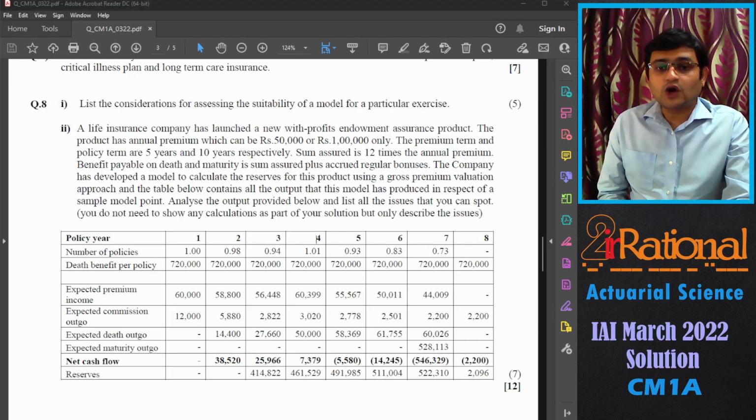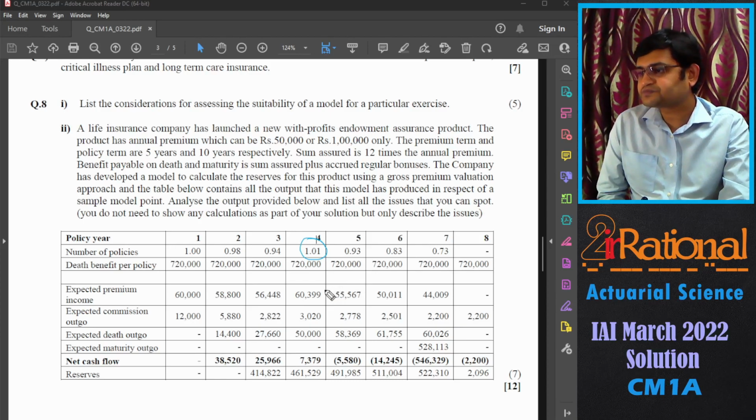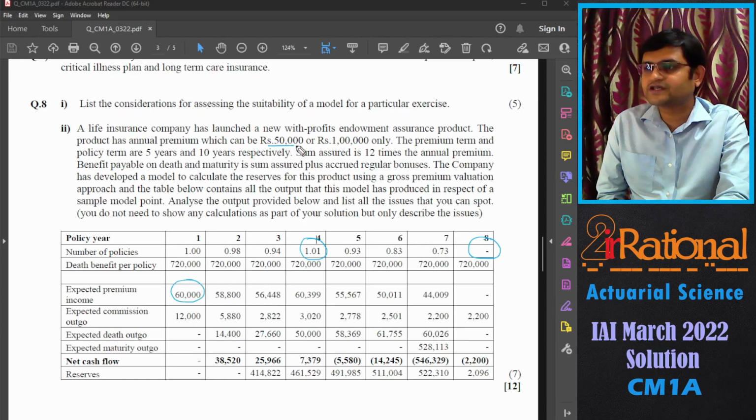So we see a lot of inconsistencies here. First, the number of policies cannot go more than 1, because once we sell the policy, we do not expect addition of people afterwards. The number of policies in the last year is not shown. The premium income is calculated according to 60,000, whereas they said it would be 50,000 or 1 lakh only. The expected premium income is not shown, mainly because the probability is not given for the 8th year.